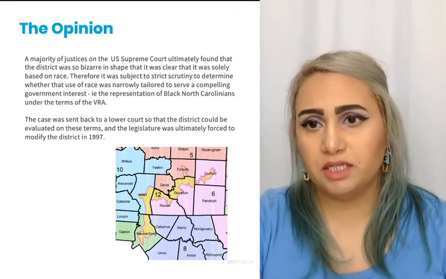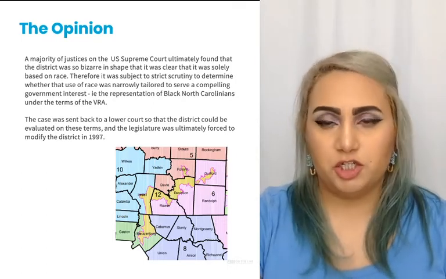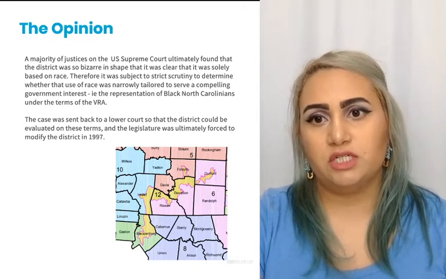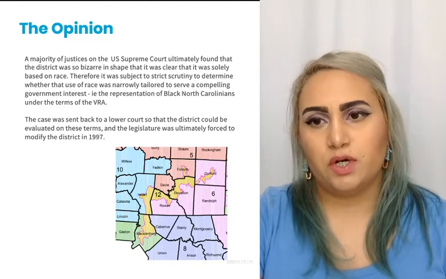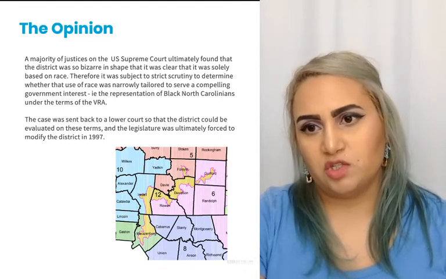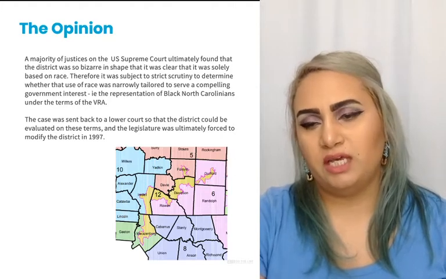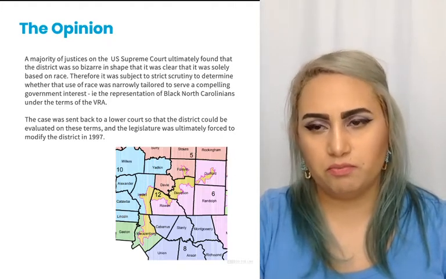The case was ultimately sent back to a lower court so that it could be evaluated in this way, and the legislature was forced to modify the district in 1997. So on the previous slide, you saw the district as it looked in 1992. This is the version of the district that we get out of the Shaw versus Reno case in 1997. This here has been significantly shortened and made wider in some places.